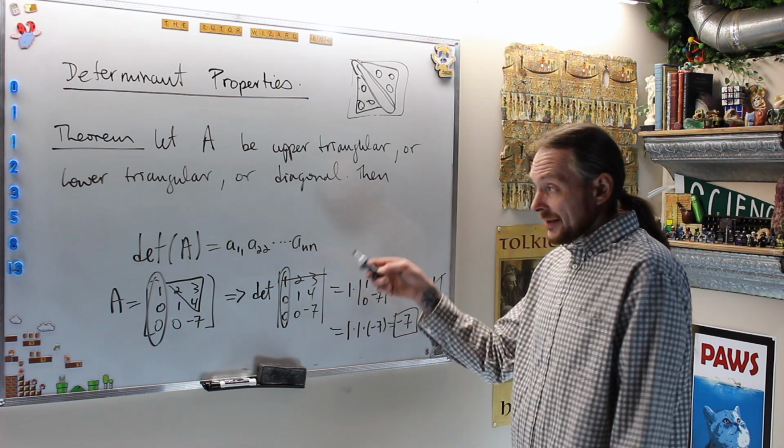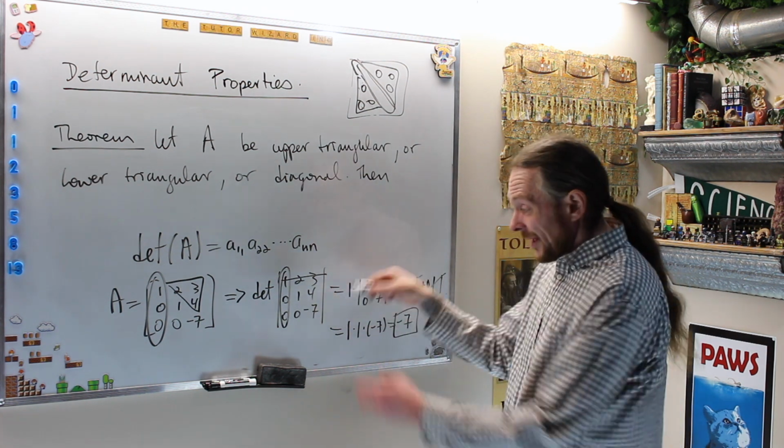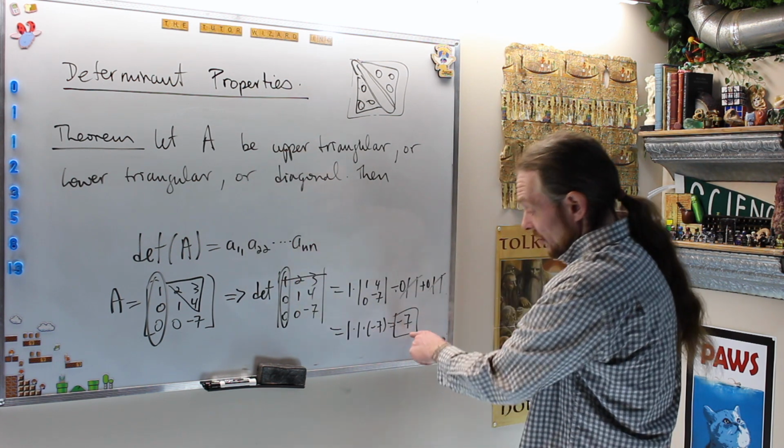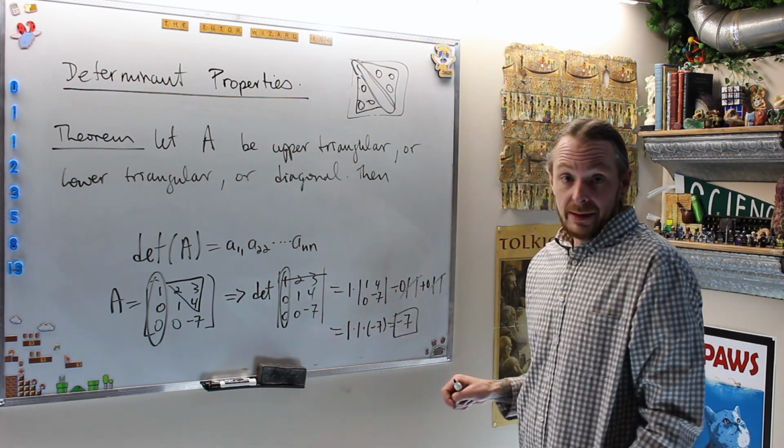So this is essentially the idea of the proof. When you have a big one, you just keep cofactor expanding along this column, and you'll get down to where you get the product of all of the diagonal entries.